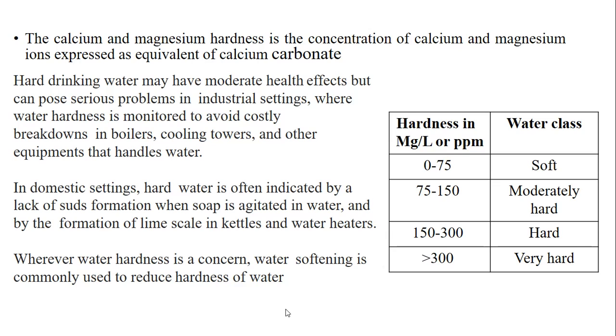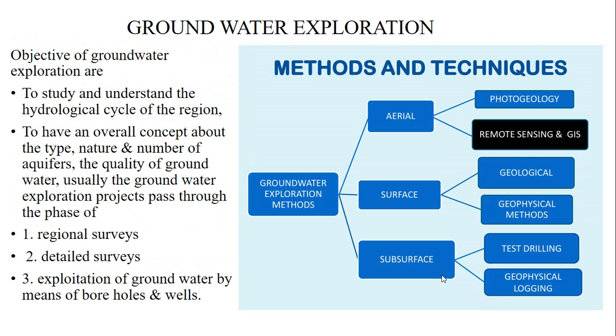Whenever water hardness is a great concern, water softening is commonly used to reduce the hardness of the water. Hardness of the water is always expressed in milligrams per liter or ppm. If you have 0 to 75 milligrams per liter in a given water sample, then that water is considered very soft water. If it is between 75 to 150 mg per liter, then moderately hard. 150 to 300, it is hard. If it is more than 300, the water is considered very hard water. So this is all about determination of quality aspects according to the syllabus.